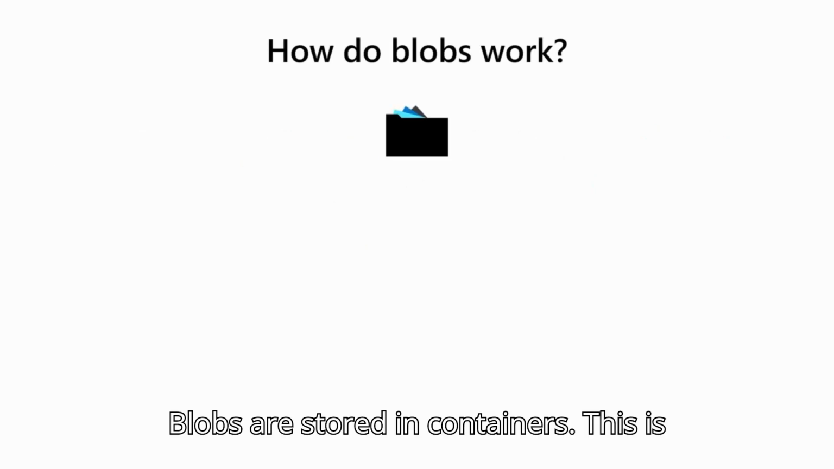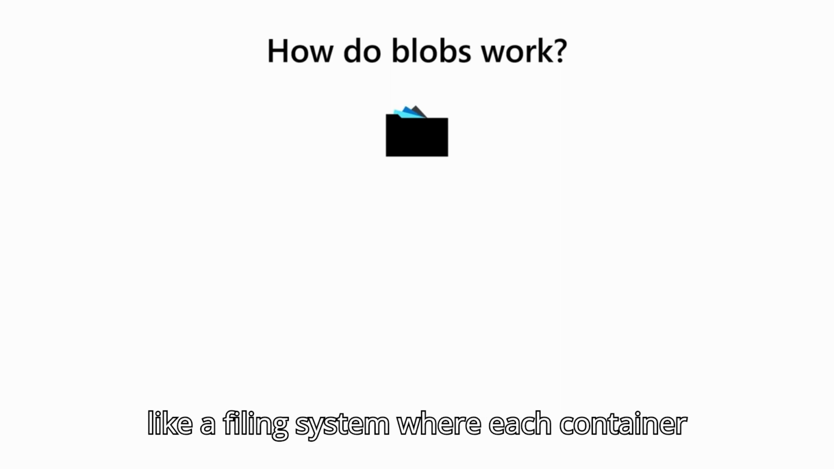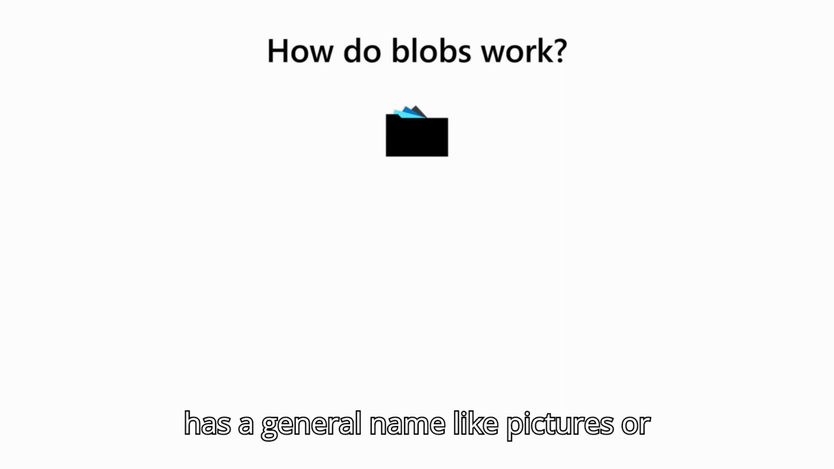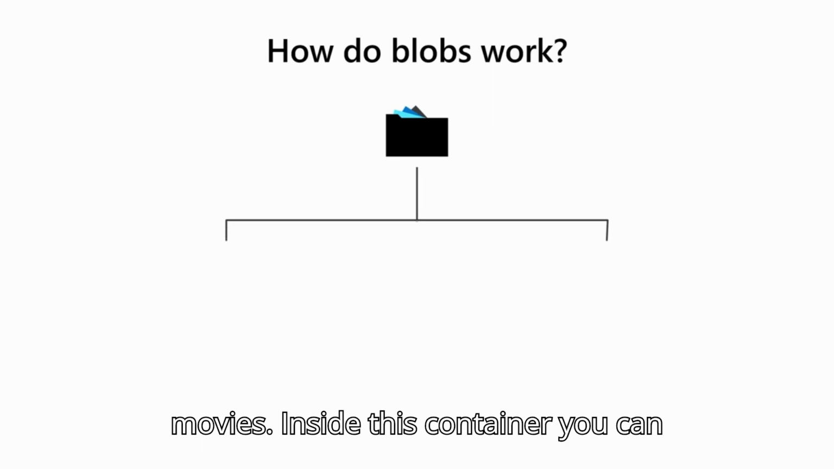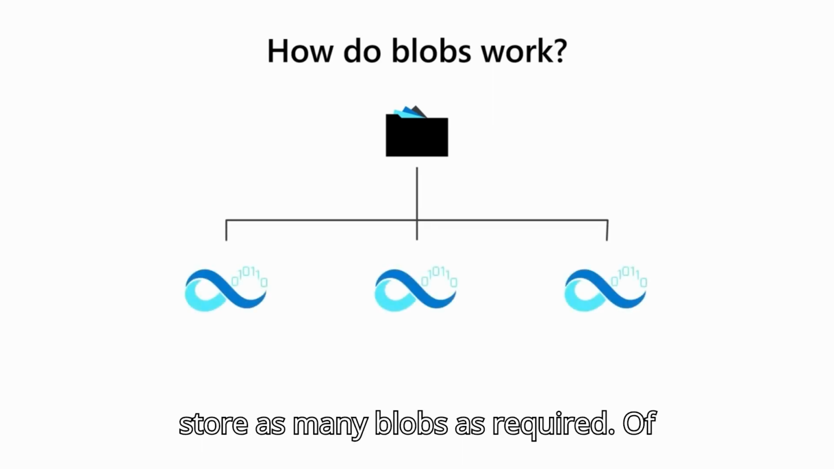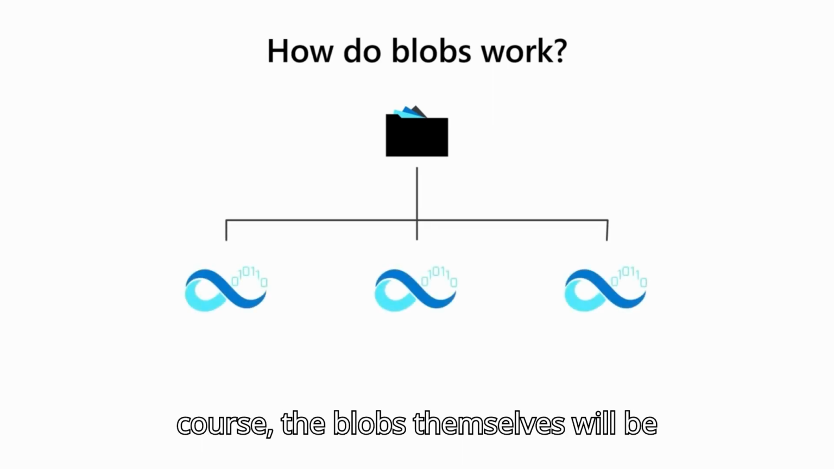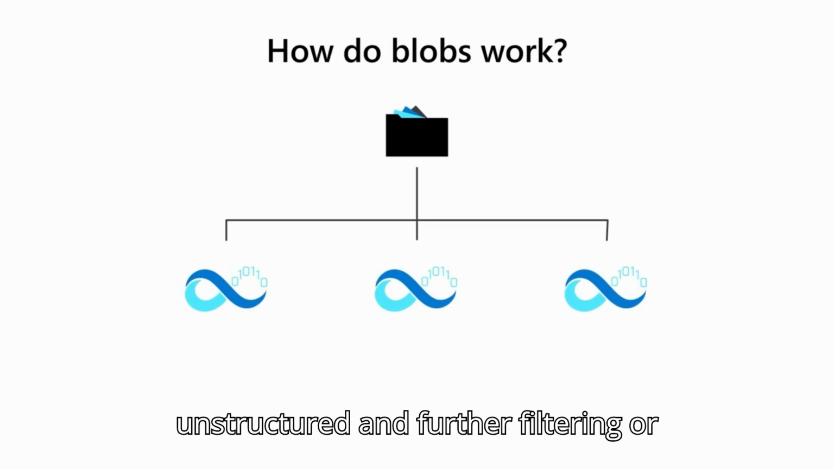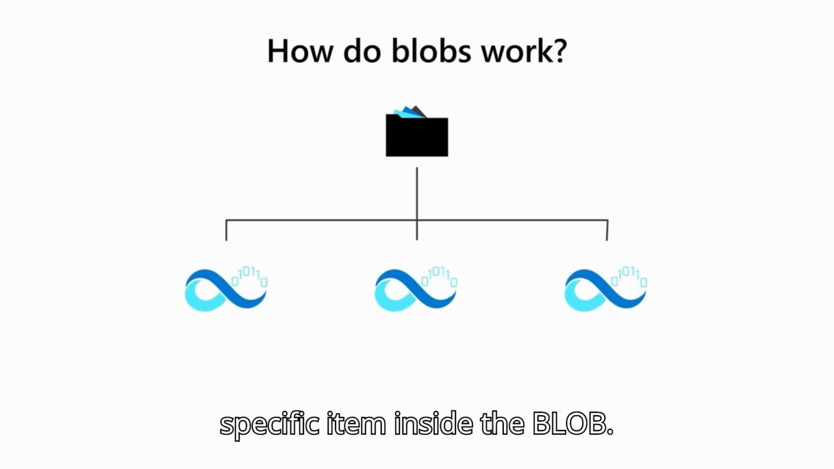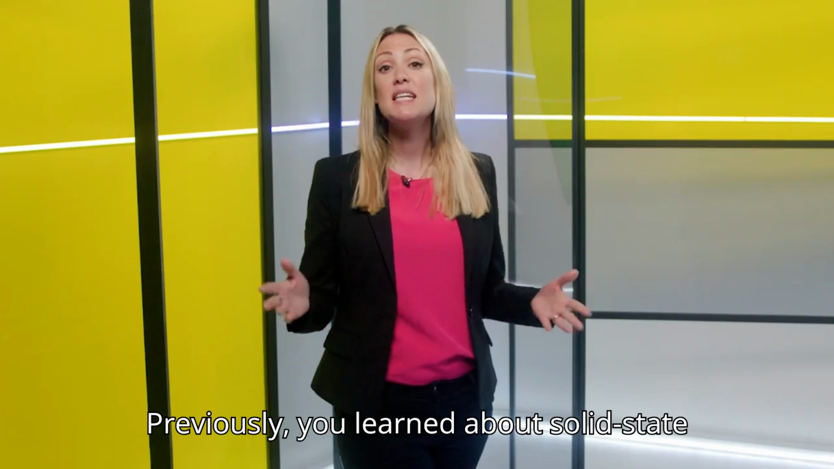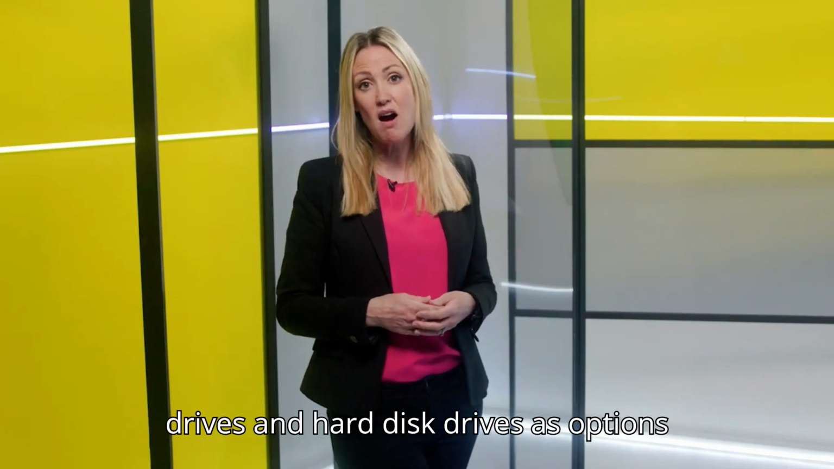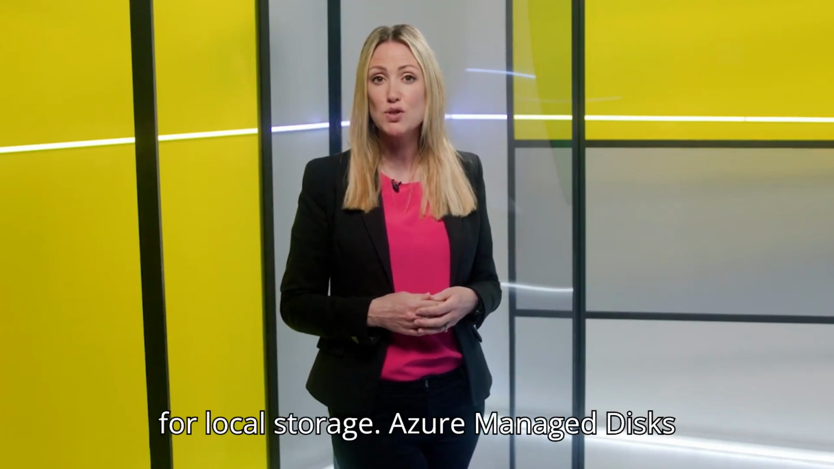Blobs are stored in containers. This is like a filing system where each container has a general name like pictures or movies. Inside this container, you can store as many blobs as required. Of course, the blobs themselves will be unstructured, and further filtering or searching methods are needed to find a specific item inside the blob.